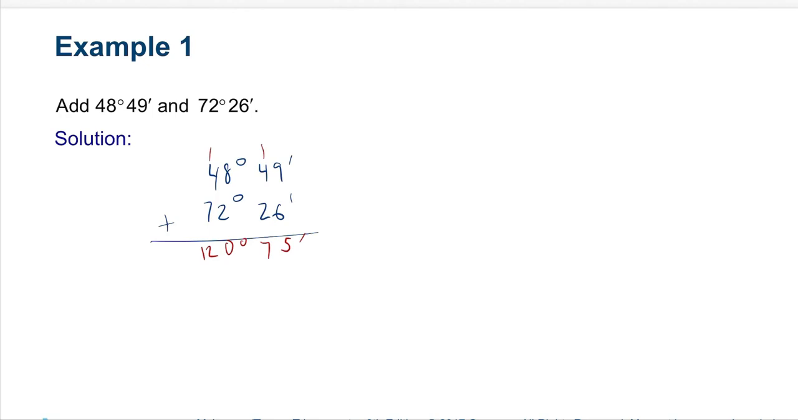And because we know that 60 minutes is equal to 1 degree, then we can take 60 of these minutes and convert it into 1 degree. So that would add 1 degree to the 120 that we already have. And then if you subtract 60 minutes from 75, you get 15 left over. All right, so that's the way you would add two numbers that are in degrees and minutes.